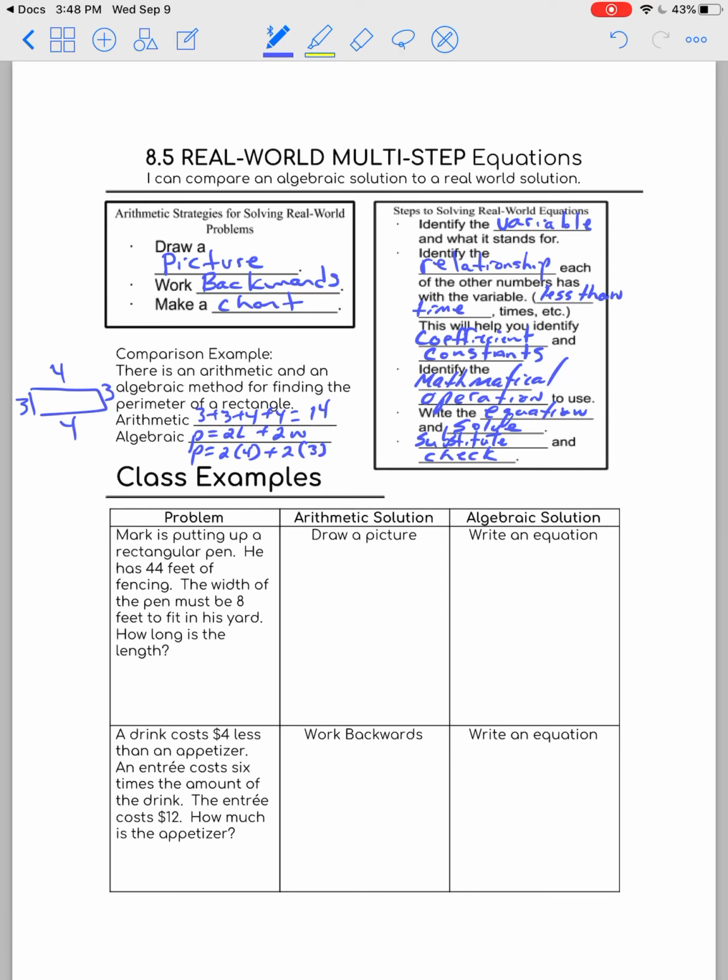So let's look at a couple of examples. Mark's putting up a rectangular pen. He has 44 feet of fence. The width of the pen must be 8 feet to fit in his yard. How long is the length? Well, this is where drawing a picture could come in handy. If I draw a picture of a backyard, and I know that two sides are going to be 8 because he says it's rectangular, that means the rest is going to go on the other sides. But I'm not sure what that is yet, right?